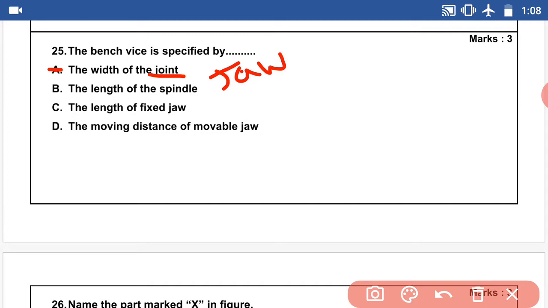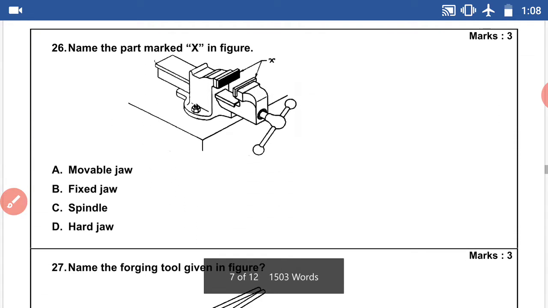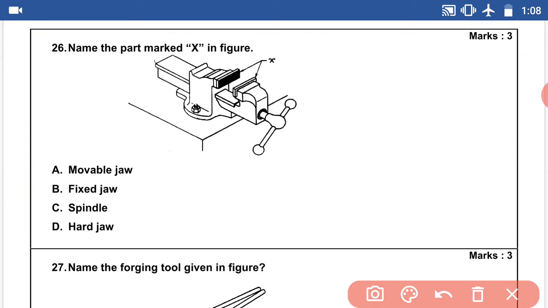Question number 26. Name the part marked X in the figure. This question's answer: hard jaw. Option D is the correct answer.